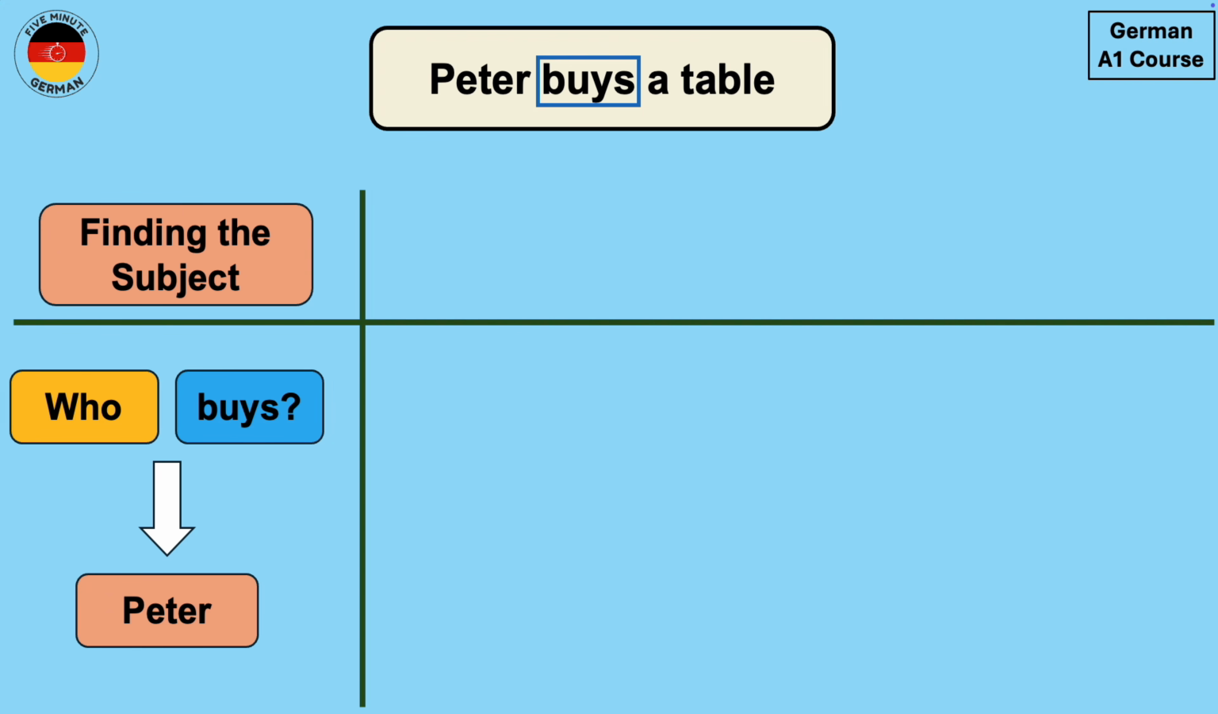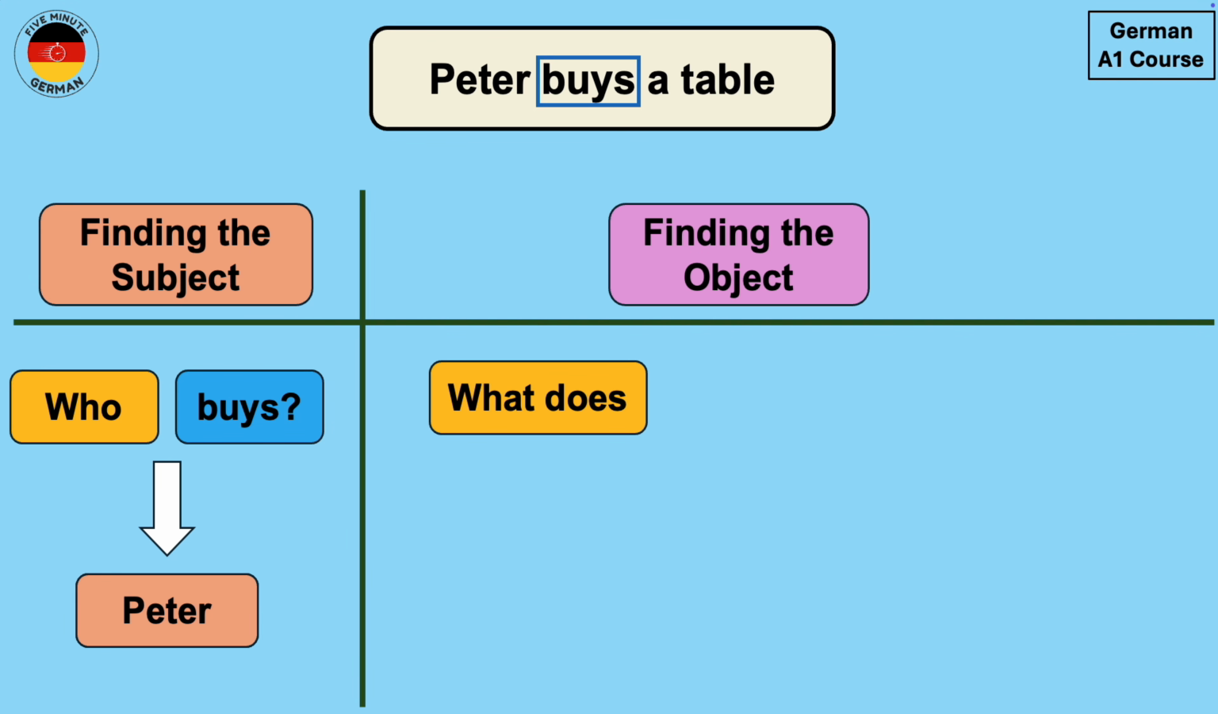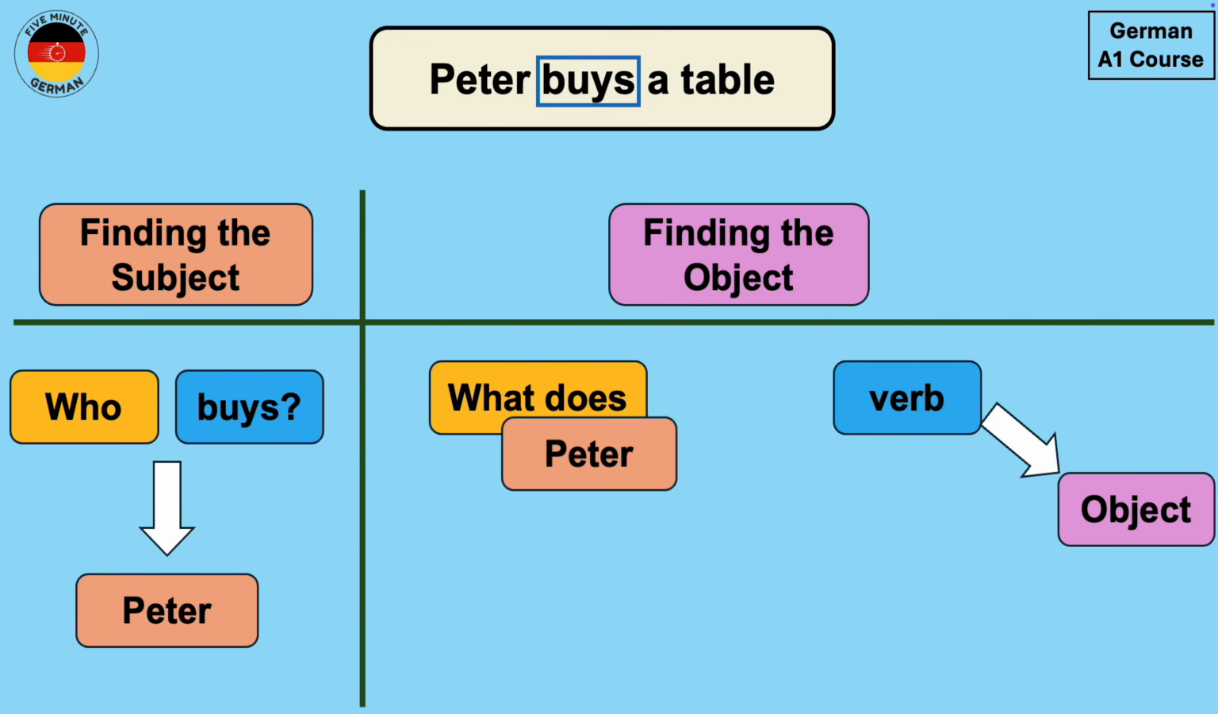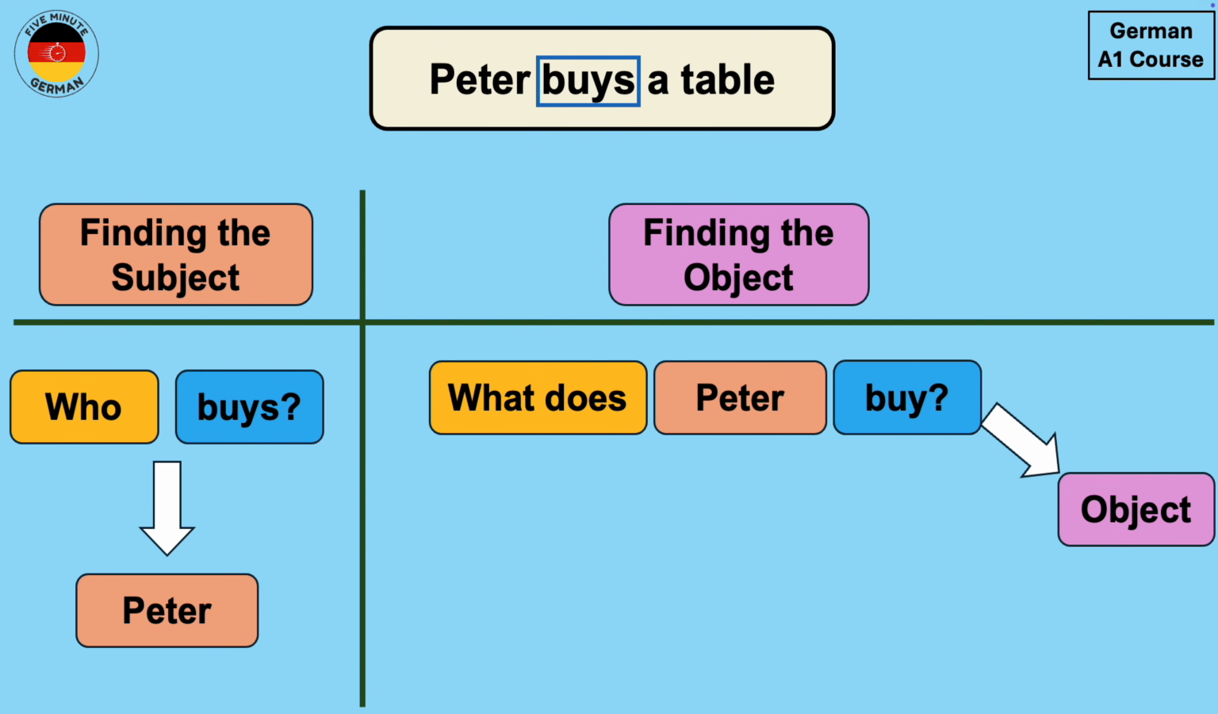Now how can we find the object in a sentence? For this, the rule is that you say what does, after that you add the subject, and then you add the verb, and this will give you the object. Let's find the object in the sentence above. The subject we already know is Peter, and the verb is buy. So the question becomes, what does Peter buy? And if we see the sentence, then we know that Peter is buying a table. So a table is the object.